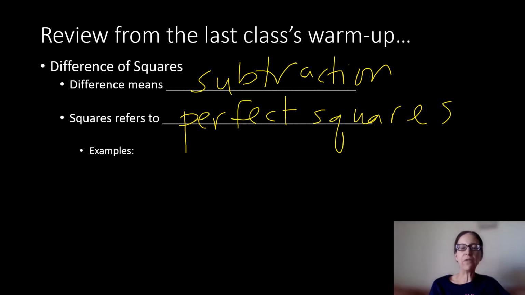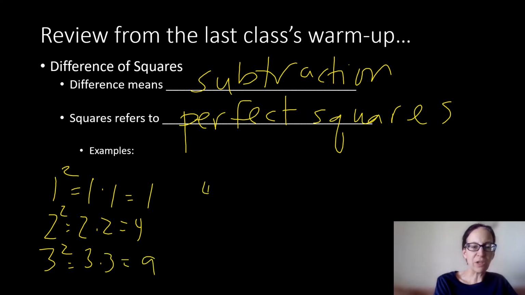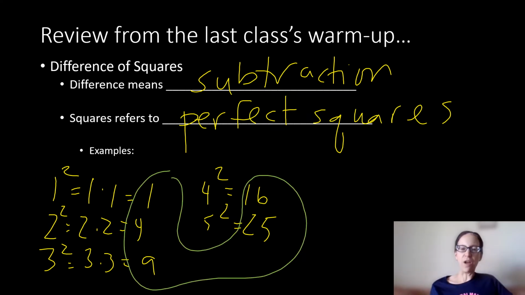Perfect squares are a set of numbers that are the integers squared. So for example, 1 squared, which of course means 1 times 1, is 1. 2 squared means 2 times 2, which is 4. 3 squared means 3 times 3, which is 9. And then we could do more. We could do 4 times 4, 5 times 5. This set of numbers right here are what are called the perfect squares. And there's an infinite number of them.